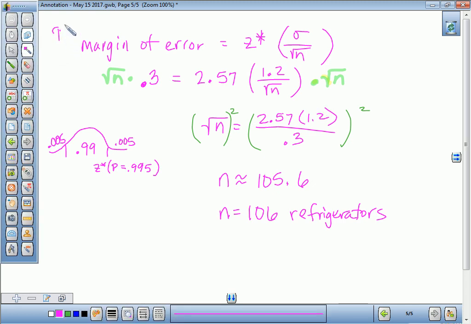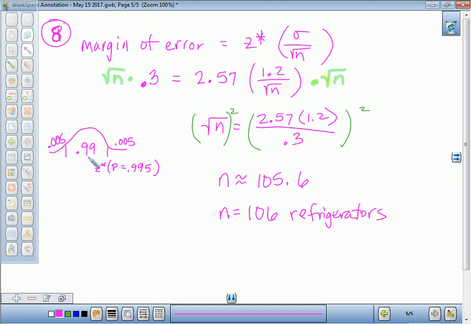Okay, the last thing we're going to talk about is the last problem on your study guide, number 8. It's just dealing with margin of error. That is the only part of the formula we will look at. It actually gives us a margin of error. It says 0.3 is acceptable. All right, we can find z star.